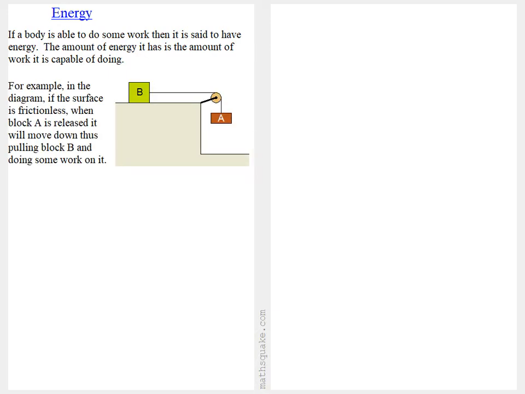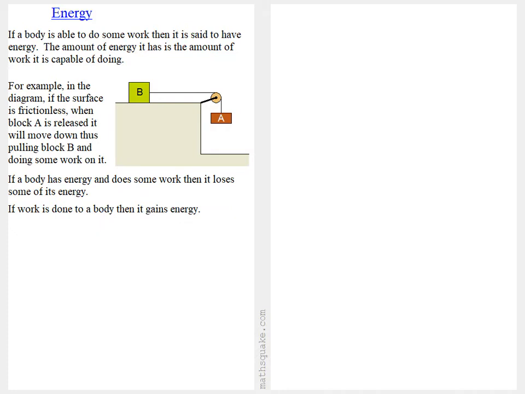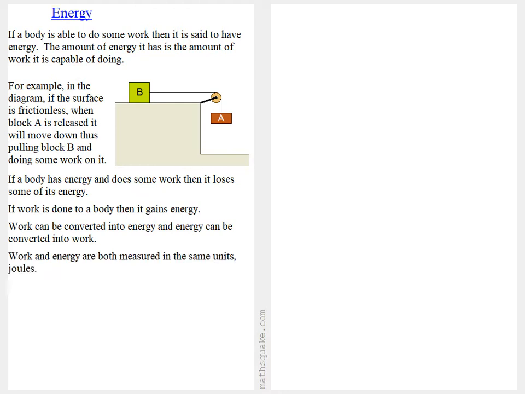For example, in the diagram, if the surface is frictionless, when block A is released, it will move down, thus pulling block B and doing some work on it. If a body has energy and does some work, then it loses some of its energy. If work is done to a body, then it gains energy. Work can be converted into energy, and energy can be converted into work. They're both measured in the same units, joules.